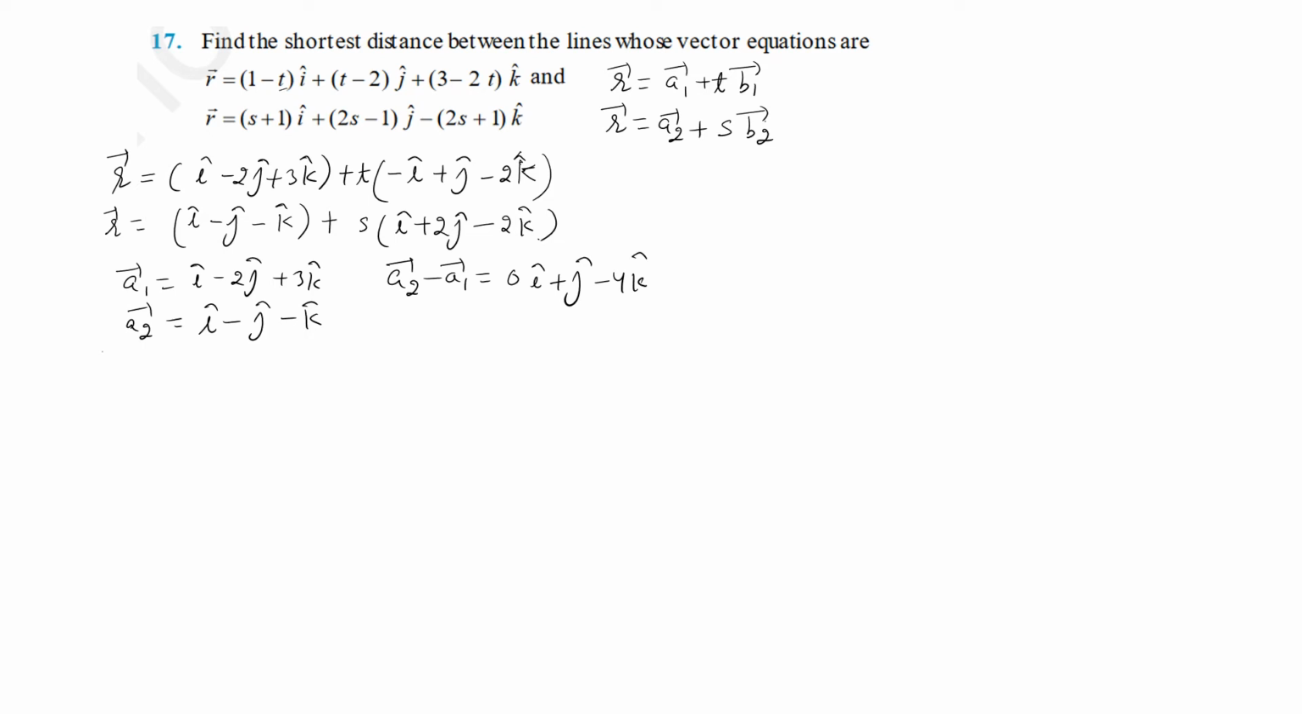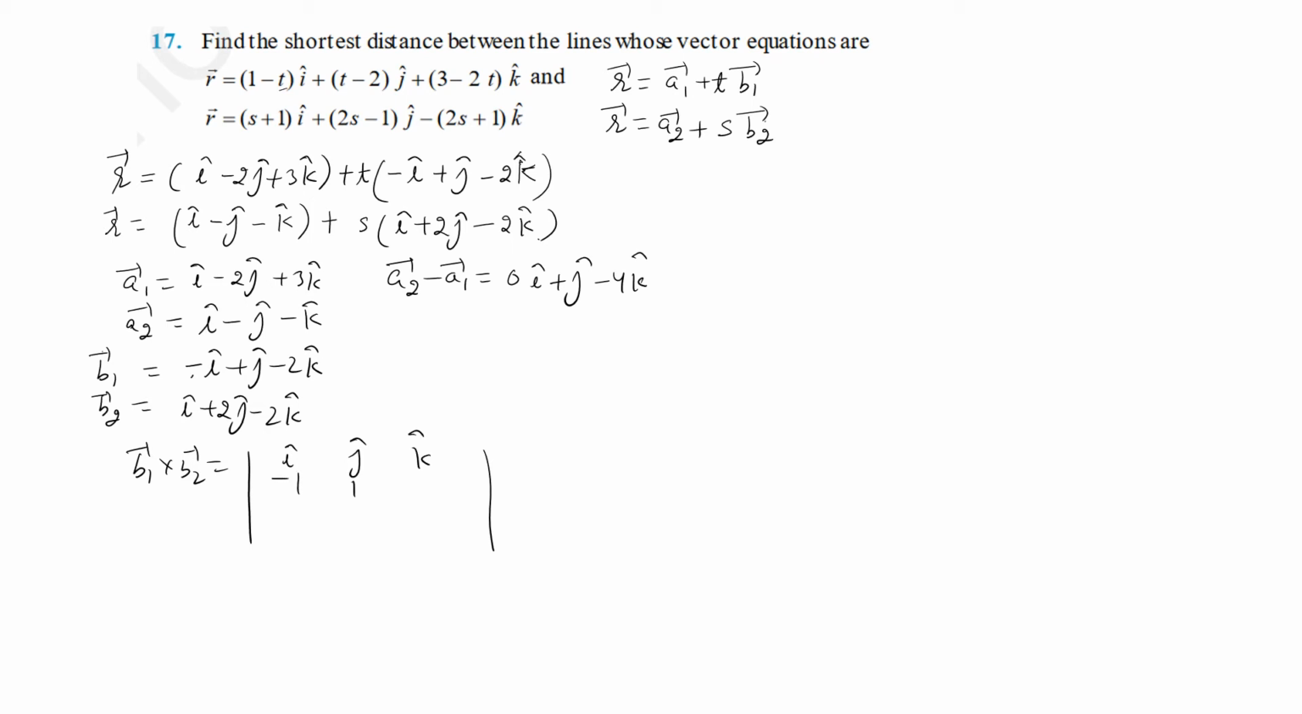Now let us check what is b1. b1 here is minus i plus j minus 2k, and b2 is i plus 2j minus 2k. So b1 cross b2 is the determinant of i j k, minus 1 1 minus 2, 1 2 minus 2. The i term is minus 2 plus 4, minus j times 2 plus, k times minus 2 minus 1. So this is 2i minus 4j minus 3k.